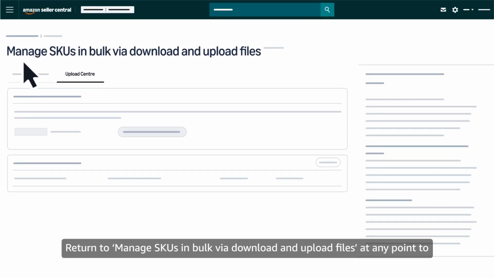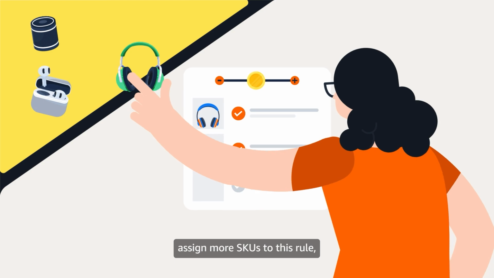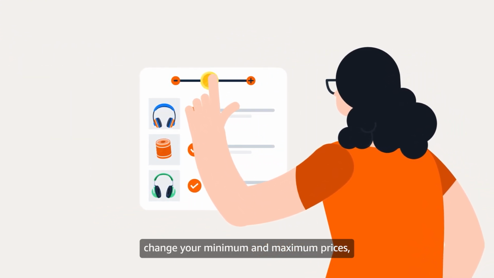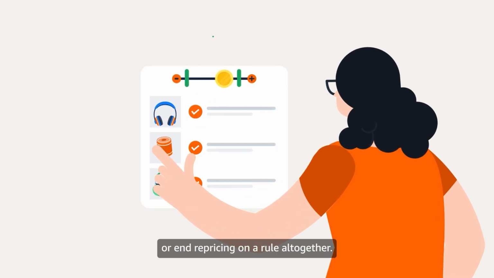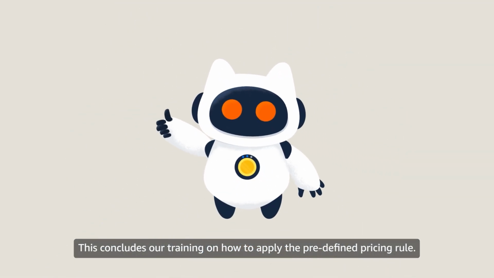Return to Manage SKUs in Bulk via Download and Upload Files at any point to assign more SKUs to this rule, move SKUs to different rules, change your minimum and maximum prices, or end repricing on a rule altogether. This concludes our training on how to apply the predefined pricing rule.